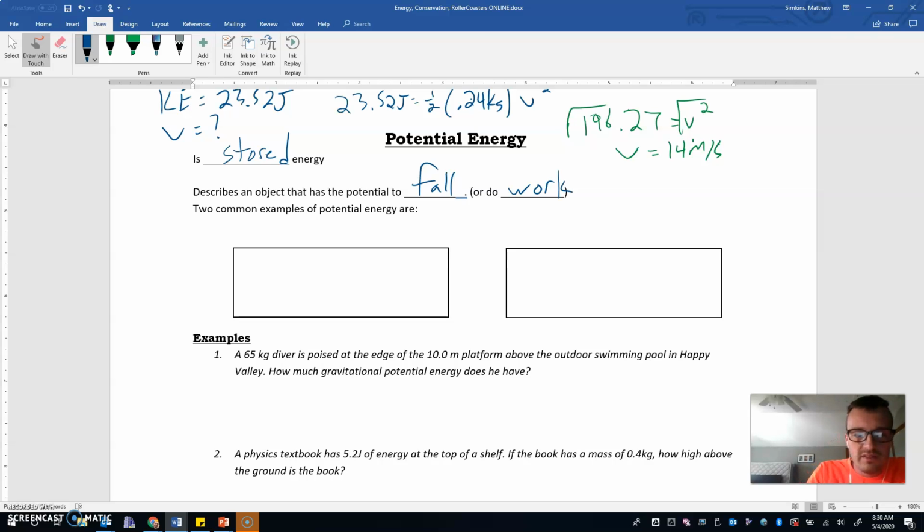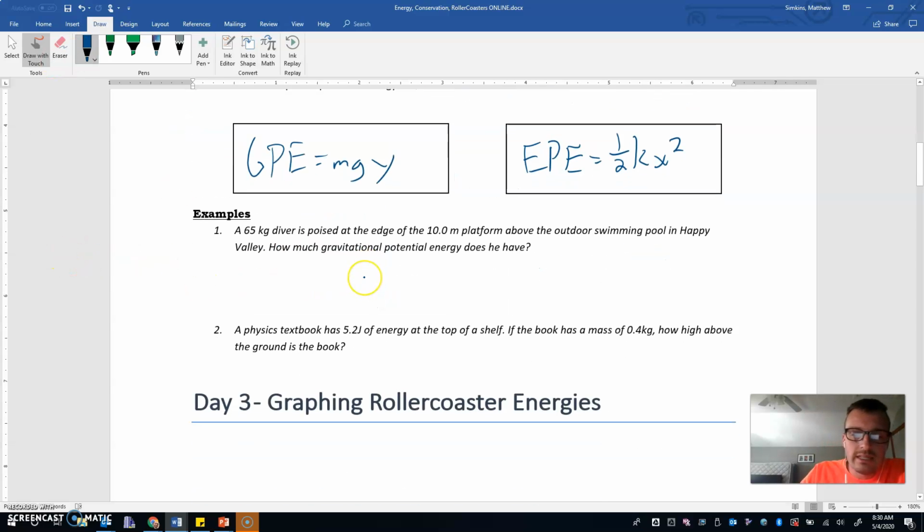Now, two common examples of potential energy. This is the one we're going to focus on the most: GPE equals mgh, or mgy, as some people put it. The other one is EPE, elastic potential energy, which we won't use as often, but that's associated with the energy stored in a spring. For today, we're just going to look at the GPE, the gravitational potential energy, because we're going to be analyzing the motion of roller coasters with the law of conservation of energy and these two energy equations.